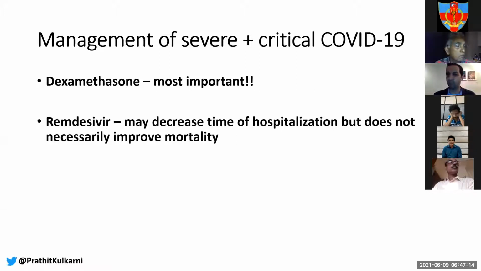Less important than that is remdesivir. And in fact, the World Health Organization, WHO, does not even recommend remdesivir. In the United States, we recommend it. But dexamethasone has much better mortality benefit.